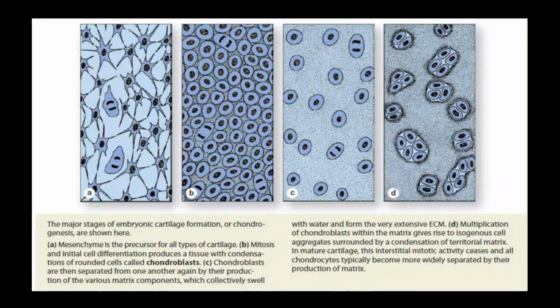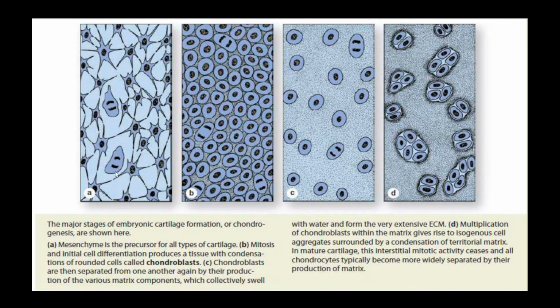What about the maturation? What about the differentiation of cartilage? As you have seen, this is a schematic diagram from the book of Junqueira, Basic Histology. We have seen the major stages of embryonic cartilage formation, or chondrogenesis, shown here. The mesenchyme, letter A, is a precursor for all types of cartilage. You have seen the stellate cells, which resemble stars or maybe spiders, and these cells proliferate very actively.